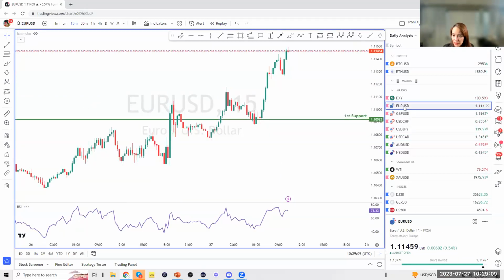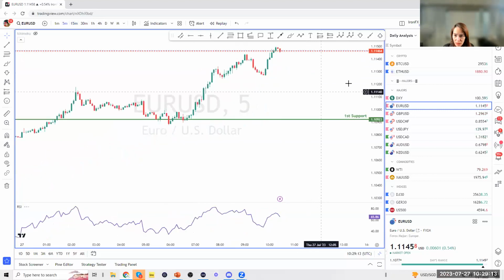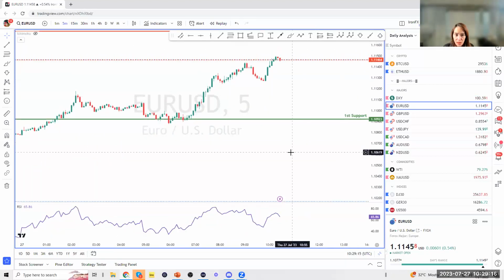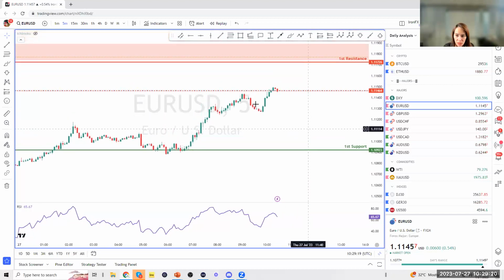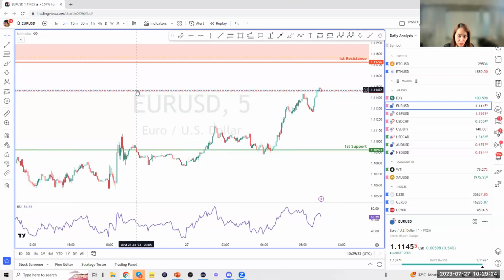Like this pair, right? I say you go to the lower time frame to wait for the confirmation. Okay, now I'm at the EU. Quick one. You see the EU, this one is our 50% Fibonacci, right?